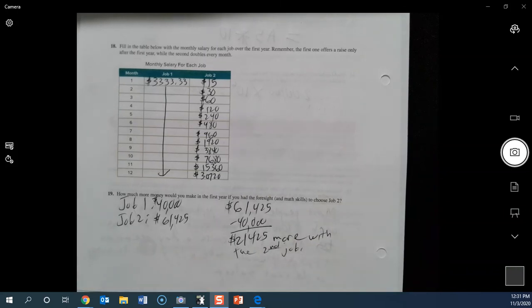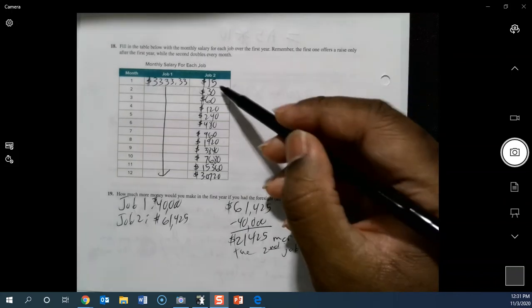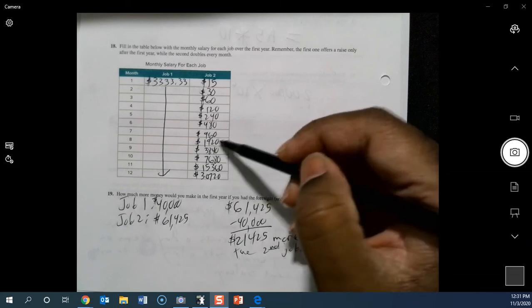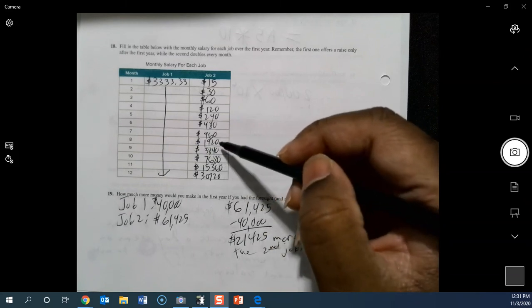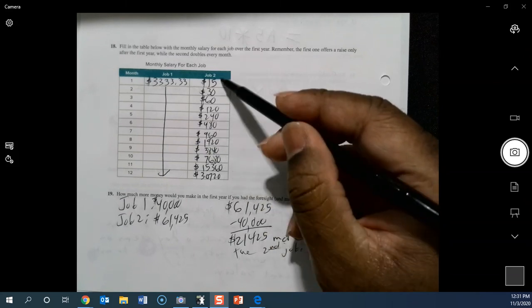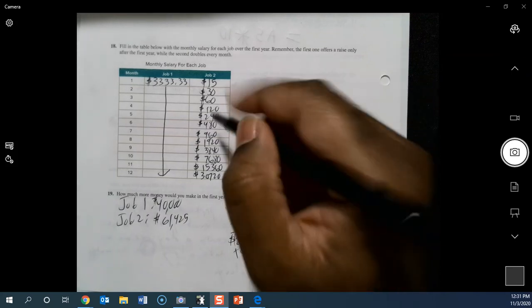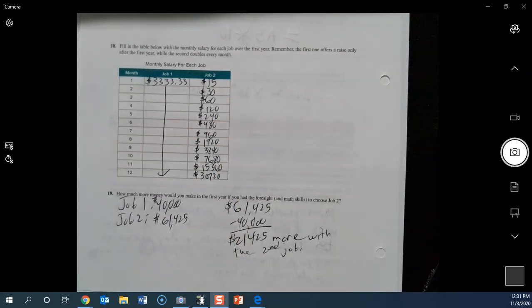Now, I'll admit, even though the second job pays a lot more, there's not too many people that could wait till about the 8th month to start a decent salary. And you see these amounts here were not that high initially. But it's good that you know that the second job actually pays more, which is a good thing.